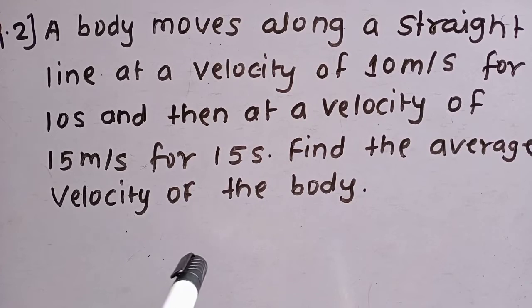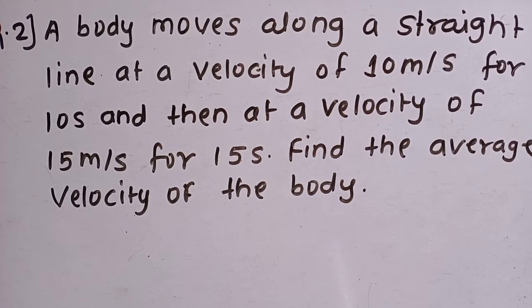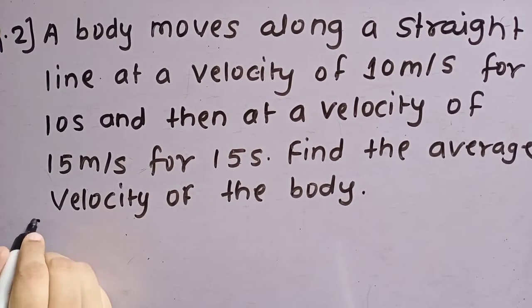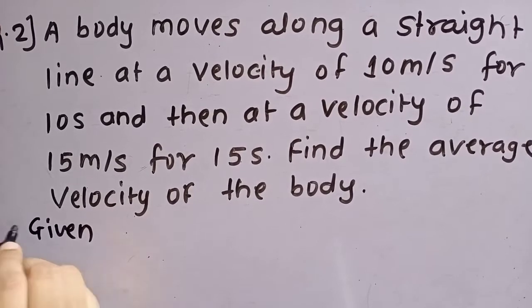So what is its average velocity? How will you calculate? What is the formula and relation between velocity, displacement and time? You know the formula, velocity is equal to displacement upon time. So you have to calculate displacement 1 plus displacement 2 upon time 1 plus time 2, that is the average velocity. So how to calculate? Let's see what is given. You have to write all the things properly.